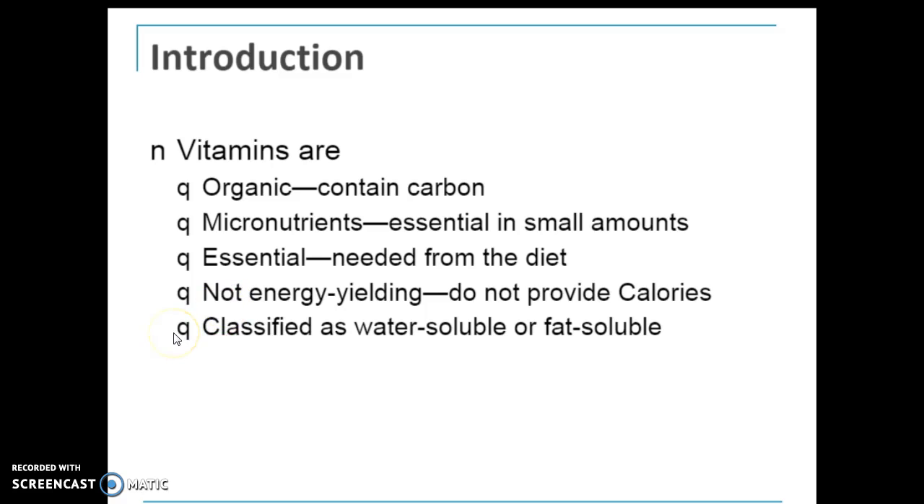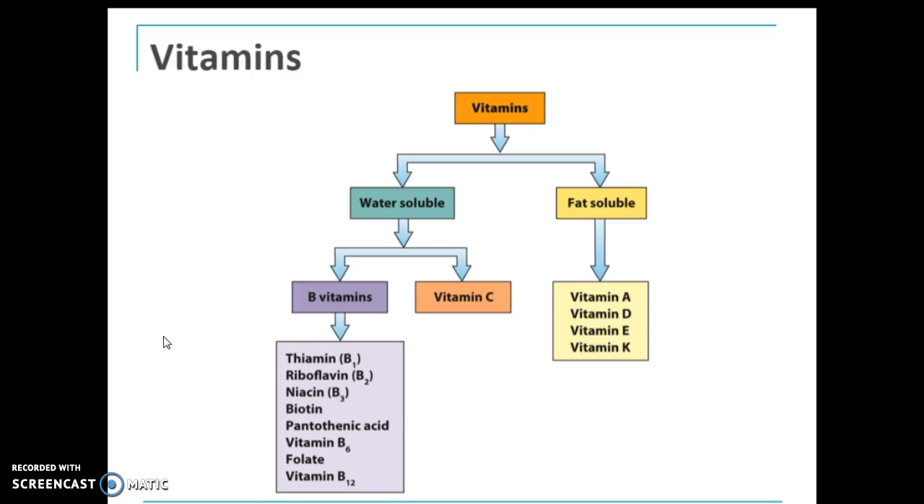And then there are two classifications of vitamins. They can either be water soluble or fat soluble. So here's a little overview of the vitamins. As you can see, there are two classes of water-soluble vitamins, including B and C, and then 4 classes of fat-soluble vitamins, including A, D, E, and K.